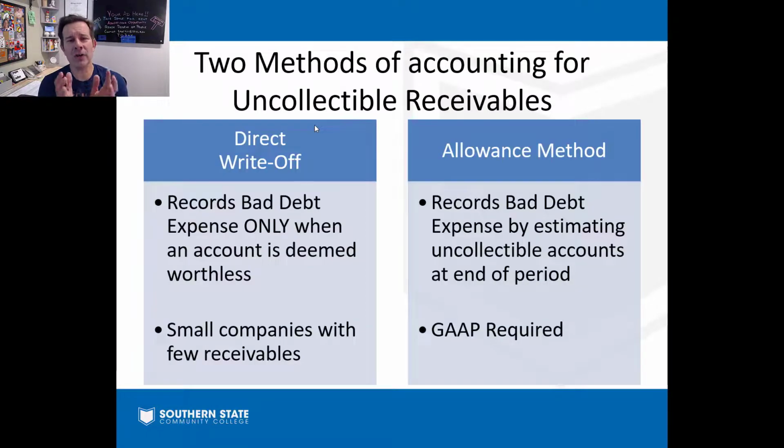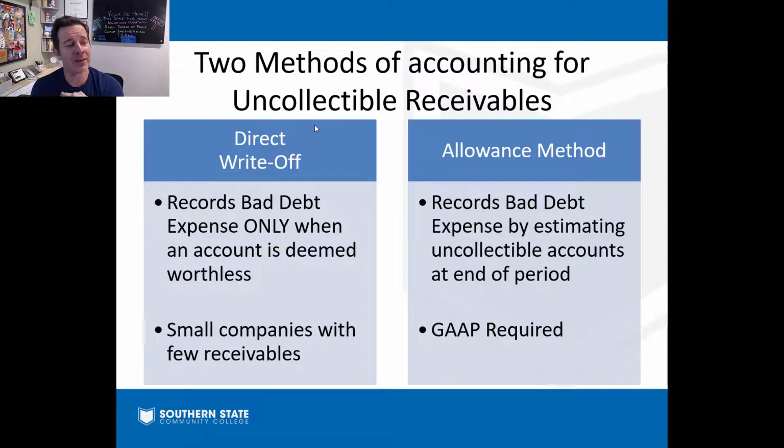So we have two different methodologies here for accounting for these uncollectible receivables that are out there. The first one we'll talk about, and we're going to do two separate videos on these, is called the direct write-off method. And that's exactly what it sounds like. We found out that a customer is not going to pay us back. We know for certain we're not getting it back. So we directly write off their account.